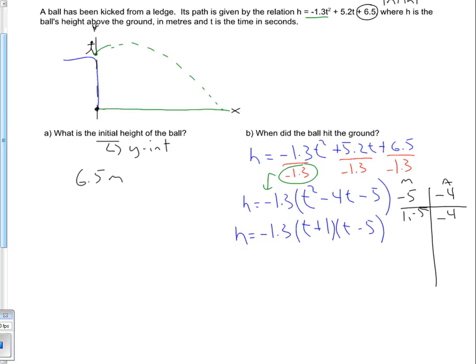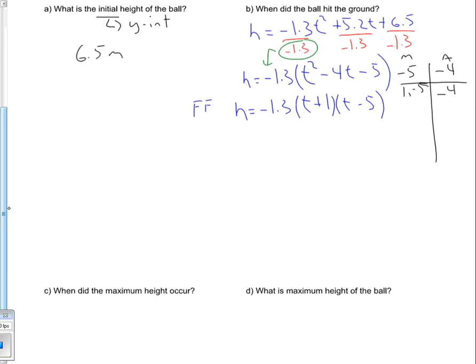Okay, so now we've put this equation into factored form. Now the great thing about factored form is that we can use it to determine the zeros. Okay, so the zeros for this particular situation are going to happen at negative 1 and positive 5.